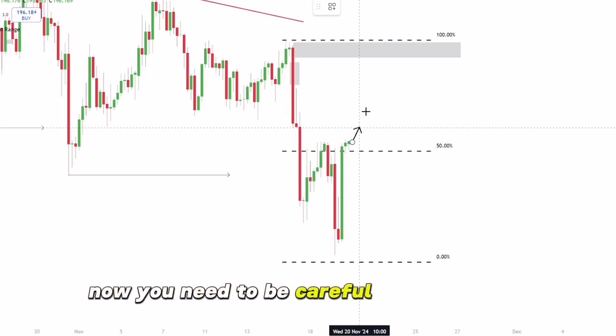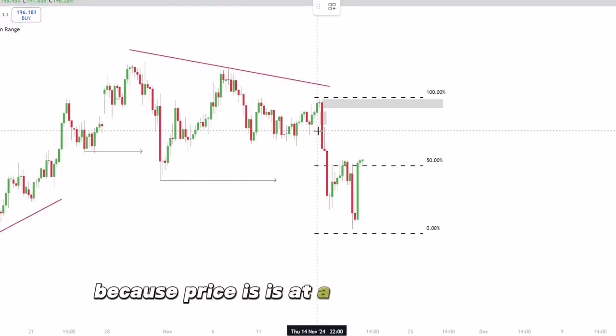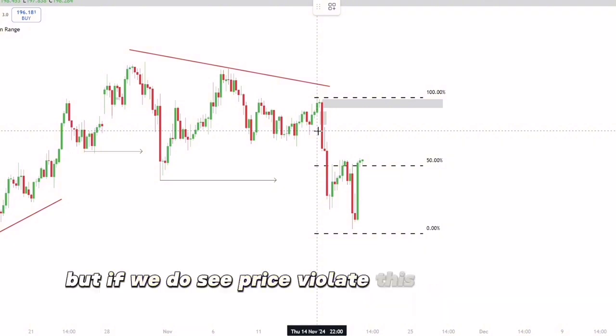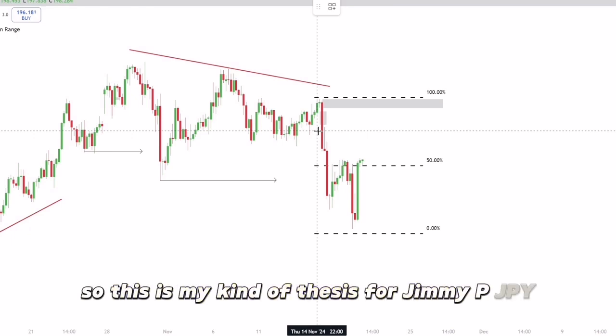Now you need to be careful with this, right? Because when price does get into this premium, you need to be careful that we don't see a reversal, because price is at a bearish fair value, yet price is in a 4-hour premium. So it's well within its rights to continue. But if we do see price violate this local 4-hour high, this can then be used as a demand or a support to then continue higher. So this is my kind of thesis for GBP JPY.